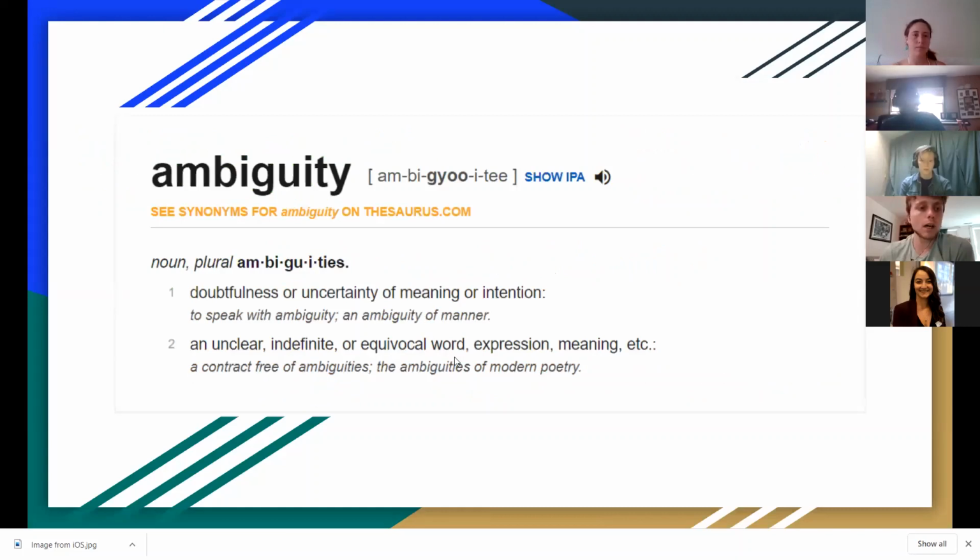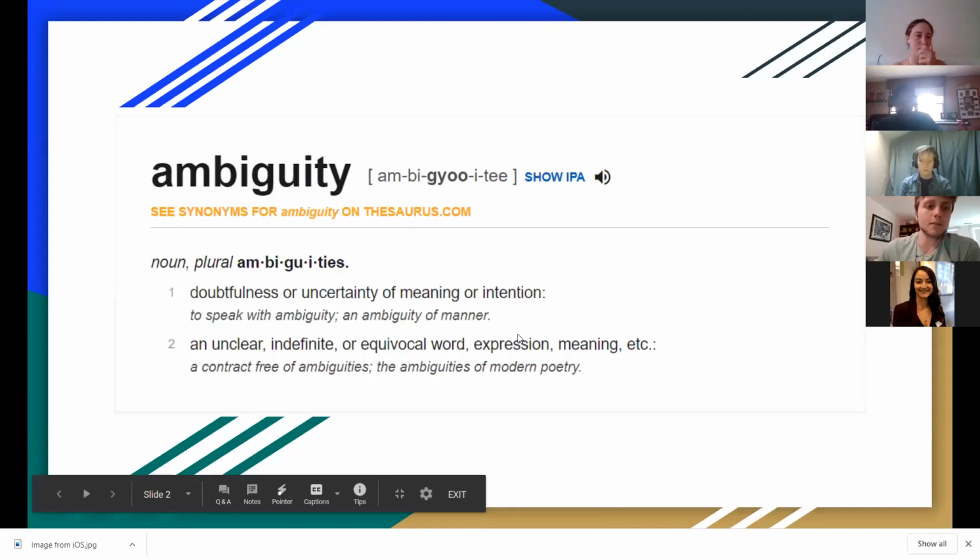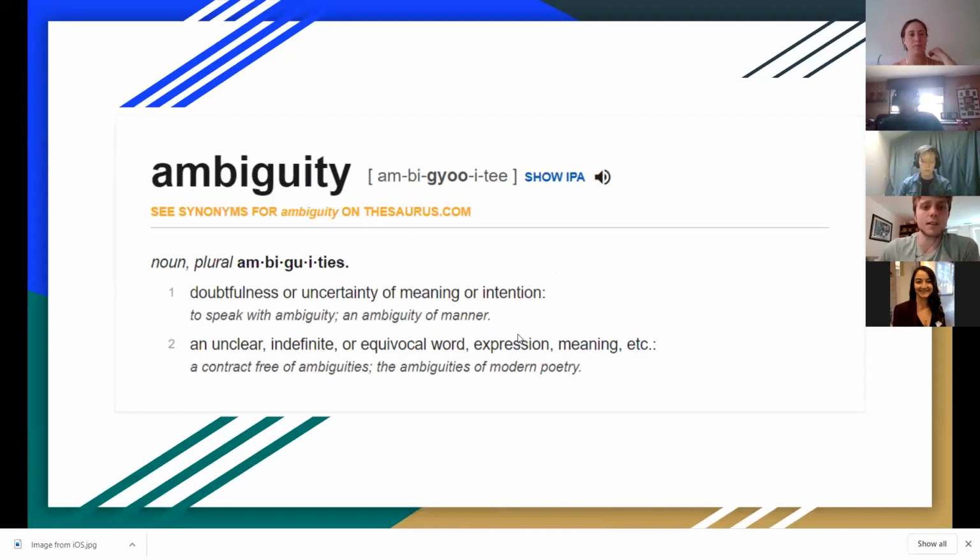So we have ambiguity as a doubtfulness or uncertainty of meaning or interaction, an unclear, indefinite, or equivocal word, expression, or meaning. So it's not knowing exactly what the outcome is, and having to be secure with that uncertainty.